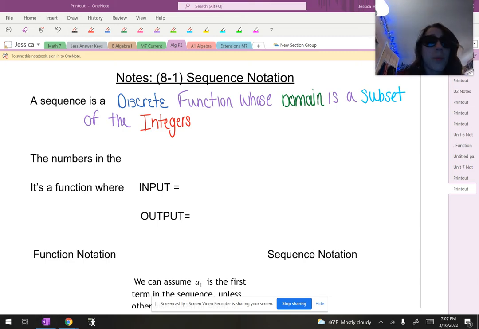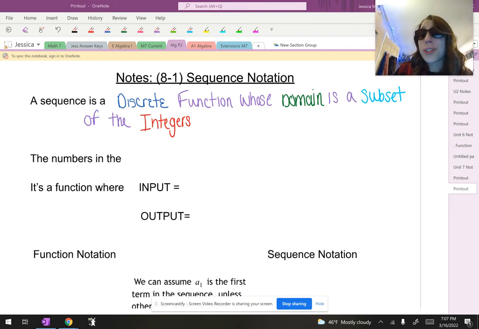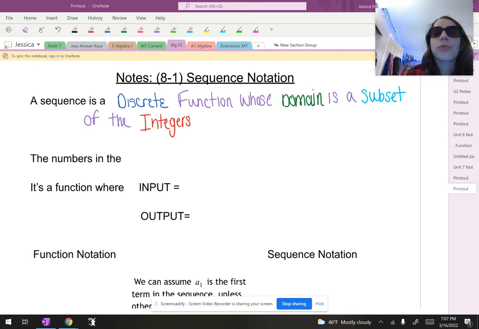So here we go. This is Algebra Notes for 8-1 on sequence notation. A sequence is just a discrete function whose domain is a subset of the integers. Woof, that's a lot of big words. So we're going to pick that apart here.